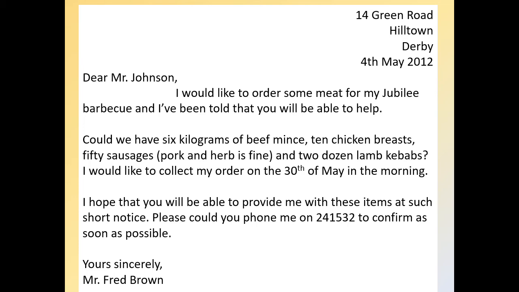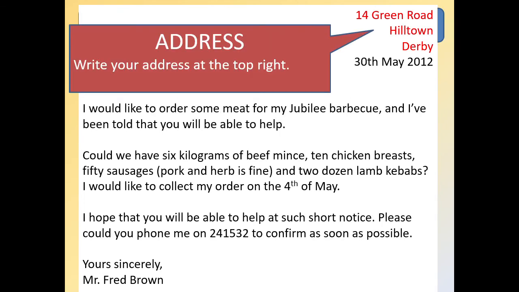So what's very important here is we'll look at the structure in a second, but look at the language. If you look at this, it's quite a formal language, but everything is very well written. There are no missing full stops, there are no missing capital letters, they've checked over their spelling, and they've checked that the question marks are also in the right order.